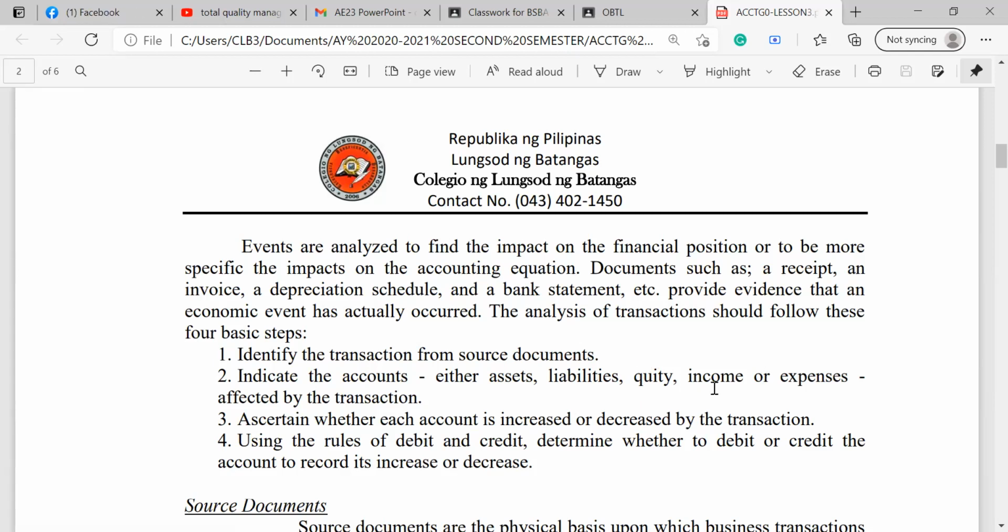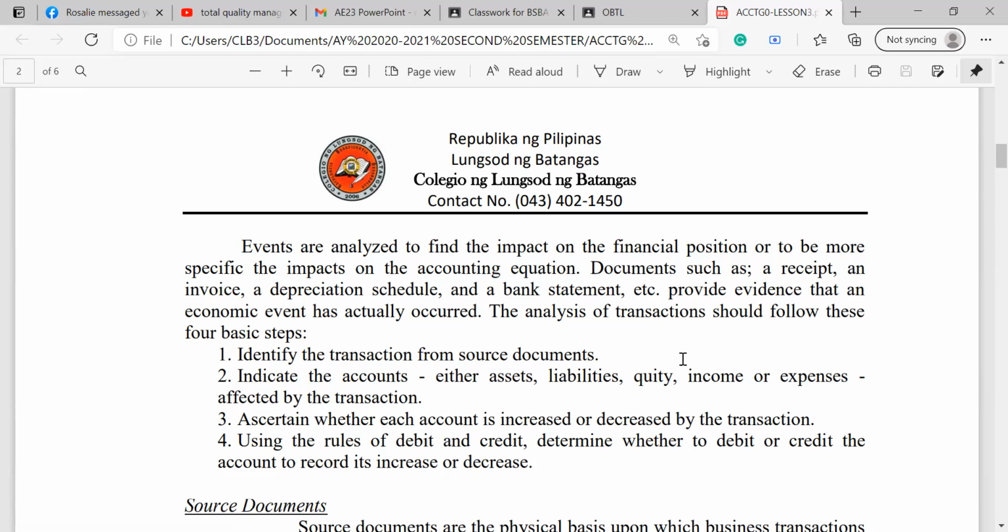income or expenses. So again, ano yung 5 to? Assets, liabilities, equity, income or expenses. These are the elements of your financial statements. Yan yung pinaka kumbaga broad classification of the accounts.